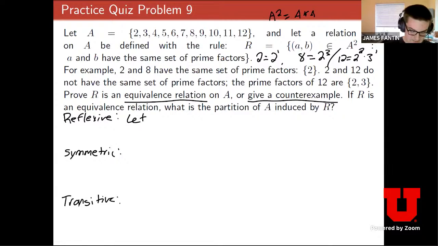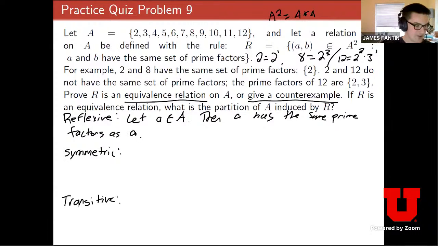So let a be an element of our set A. Then a has the same prime factors as a. Right, it has to. So it's in the relation, and thus R is reflexive.